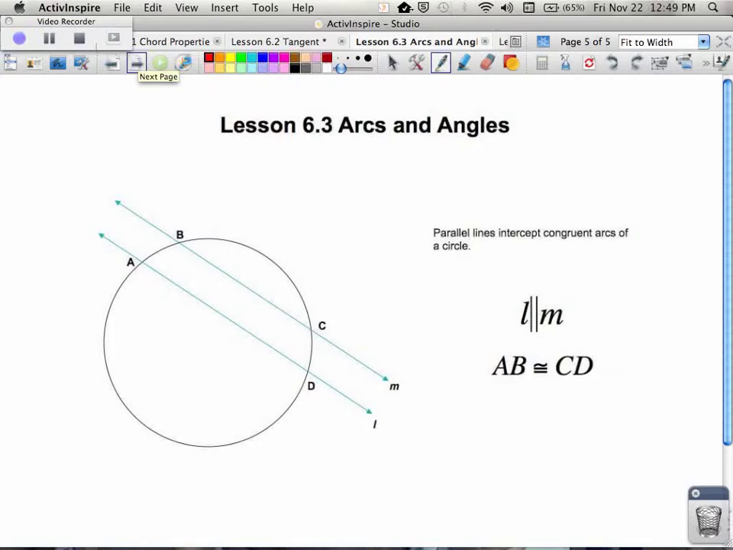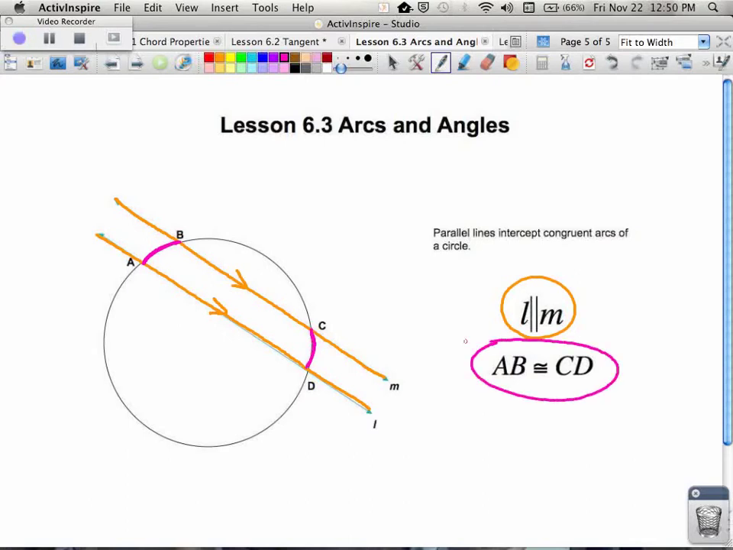Finally, in our last slide here, what I want you to know is that parallel lines intercept congruent arcs of a circle. So the first thing that I'm going to tell you is that the lines M and L are parallel to each other. That's what this part is saying. If I know that these two lines are parallel, that tells me that arc AB and arc CD are congruent to each other. So parallel lines chop off two congruent arcs.